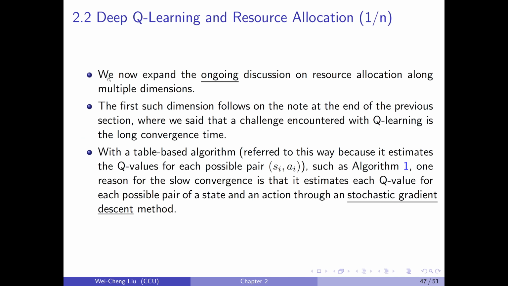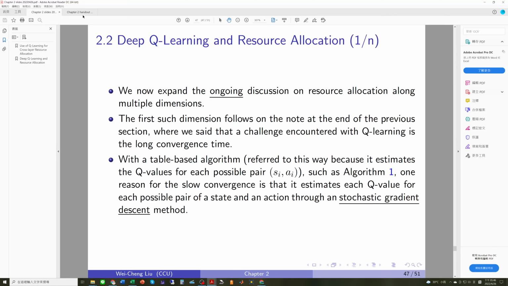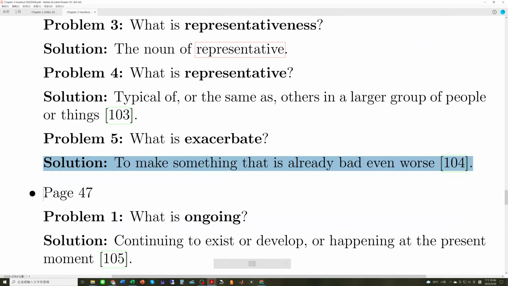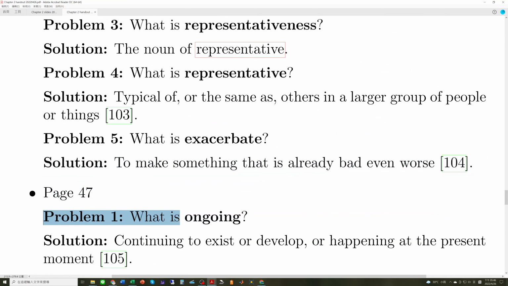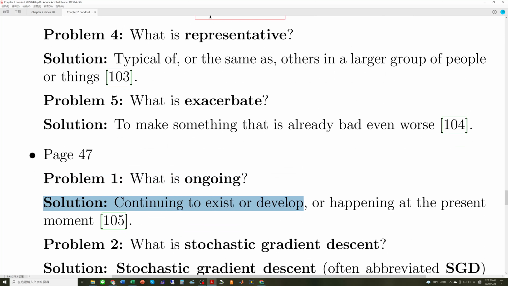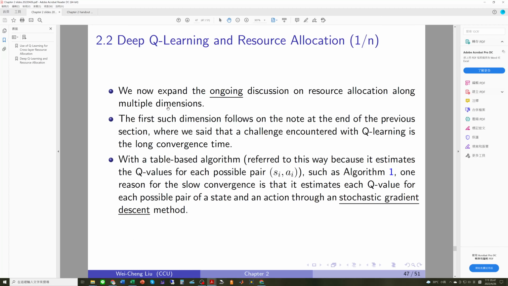We now expand the ongoing... What is the meaning of this word, ongoing? Let us see the handout. Page 47, problem 1. What is ongoing? Solution: continuing to exist or develop, or happening at the present moment. Let us go back to the slides.